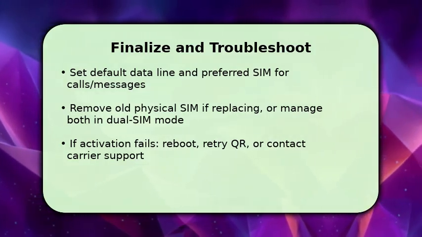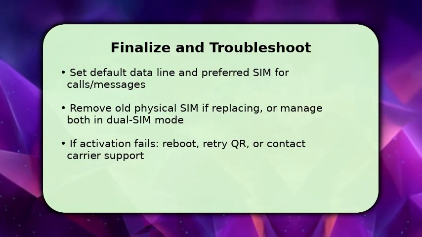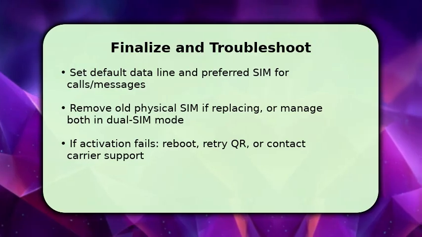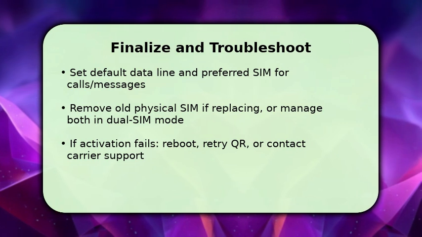If activation fails, reboot the phone and retry scanning the QR, verify network access, and make sure the carrier activation window is open. If problems persist, contact carrier support.